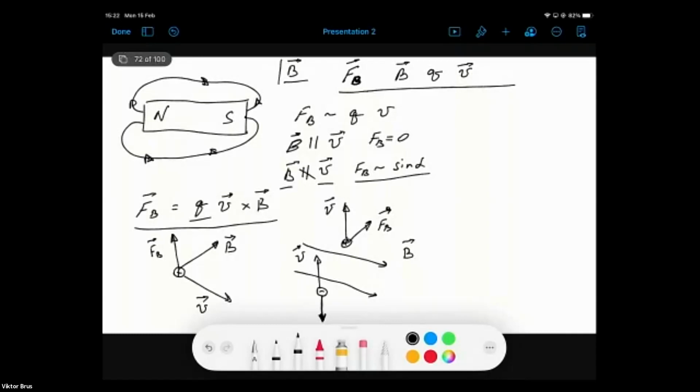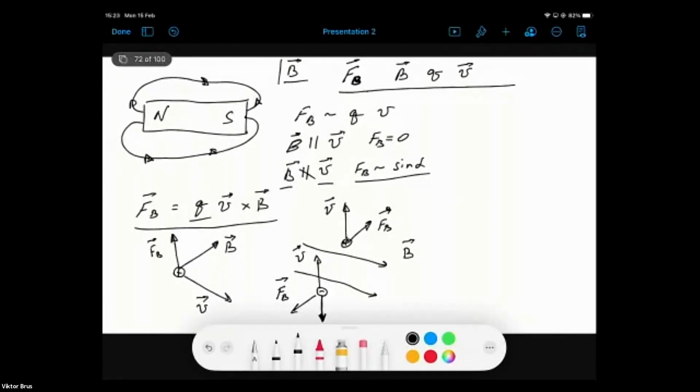Then when we consider this flipped velocity vector, we can show that the magnetic force will be oriented in the opposite direction for the negative electric charge in comparison to the positive charge, even though both these charges are moving and their velocity vectors are aligned in the same direction.